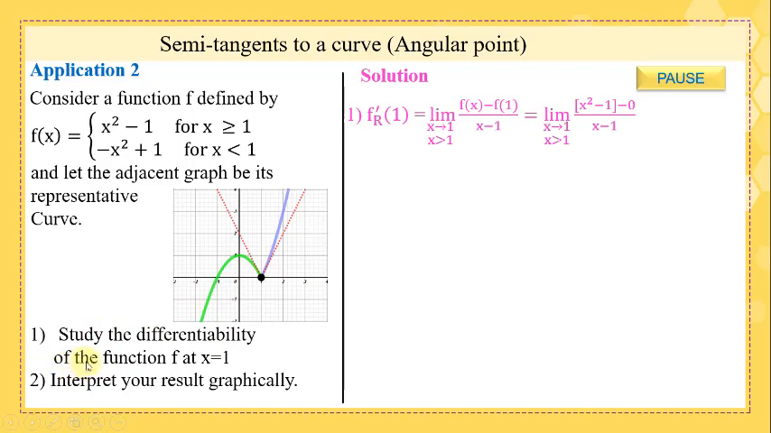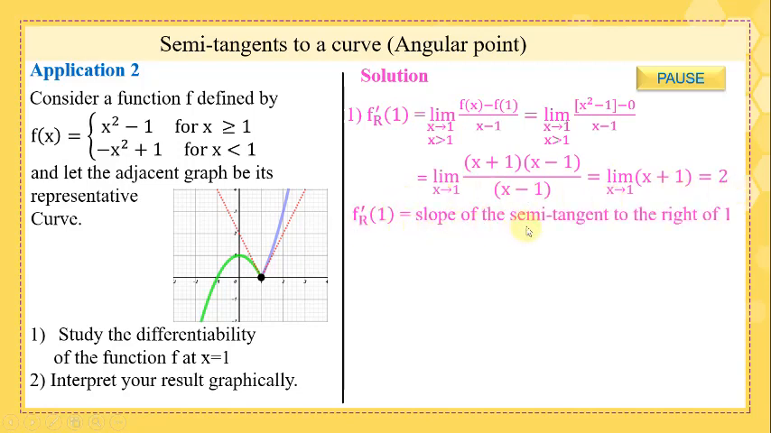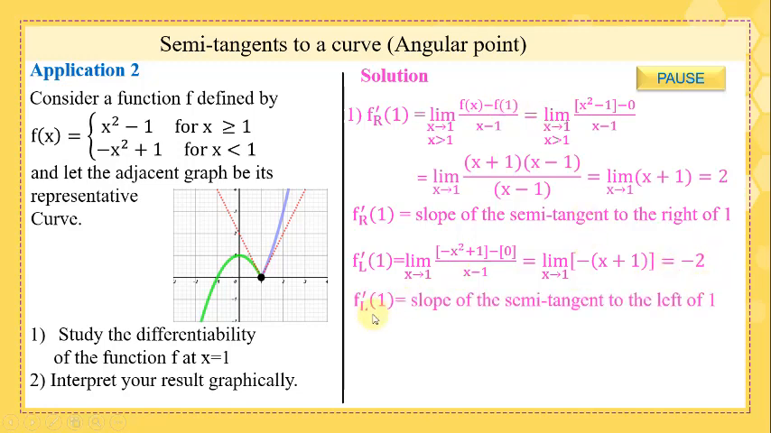Okay, first, to study differentiability of the function at x equal 1, we calculate the number derivative at the right of 1. We get the answer. This answer represents graphically the slope of the semitangent at the right of 1. Then we calculate the number derivative phi prime left at 1, the number derivative at the left of 1, and we get the answer. You can follow the calculation because you know how to do it by yourself. And this number derivative at the left of 1 represents the slope of the semitangent at the left of 1.